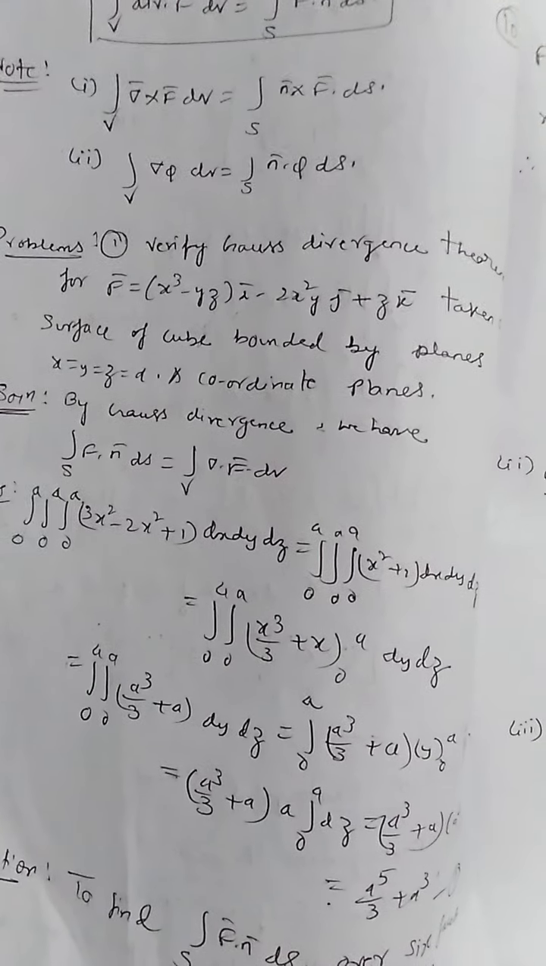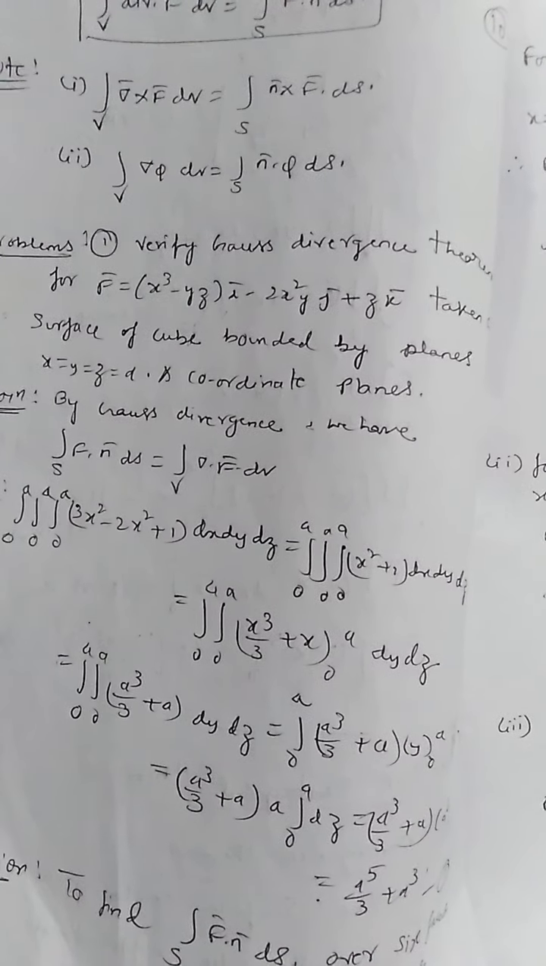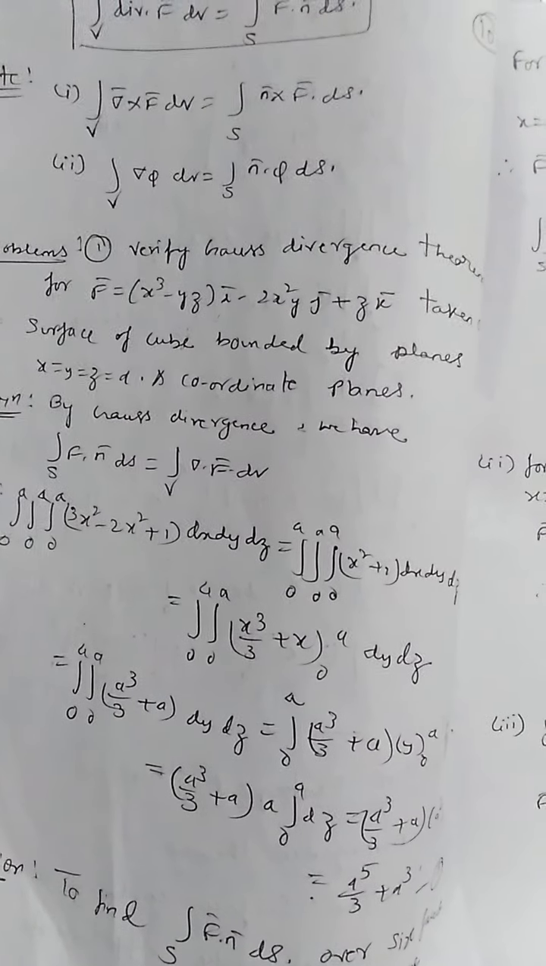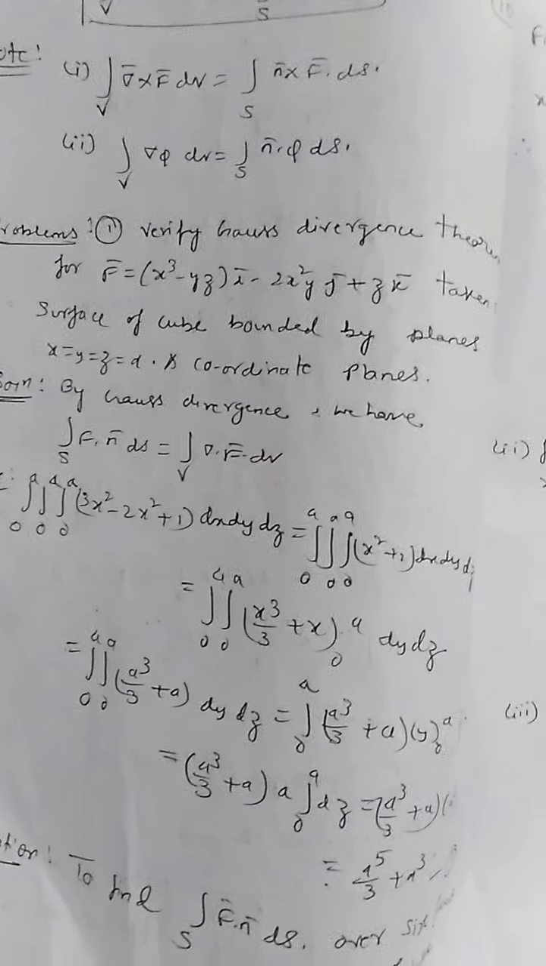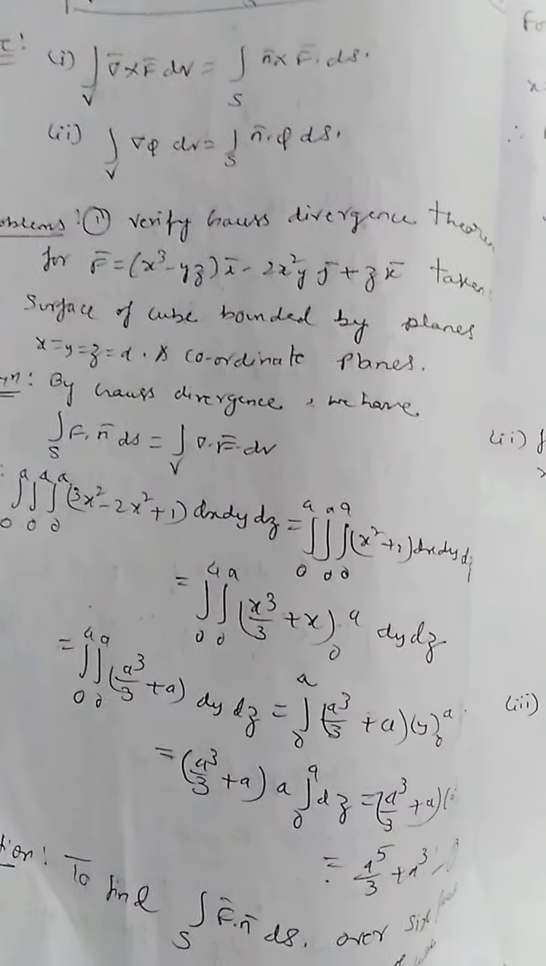Before that, we have two points to remember. Integral of del cross f bar dV is equal to the integral of n bar cross f bar dS, and another one is integral of del phi dV is equal to the integral of n bar phi dS. Just remember those two.